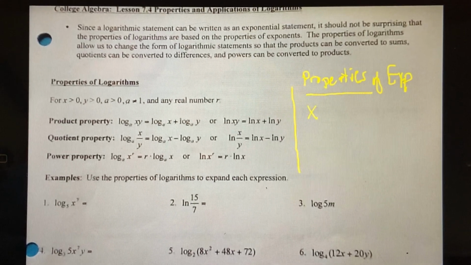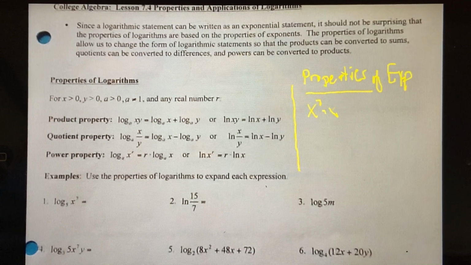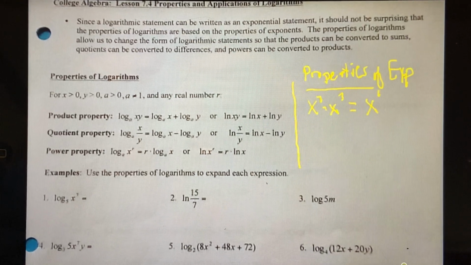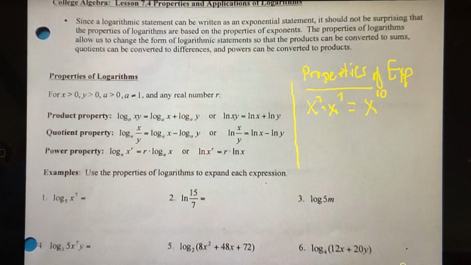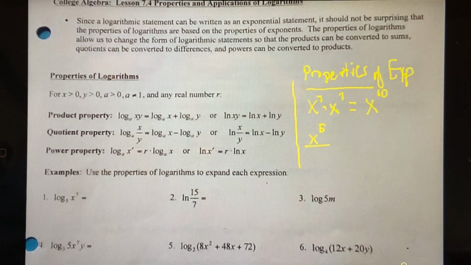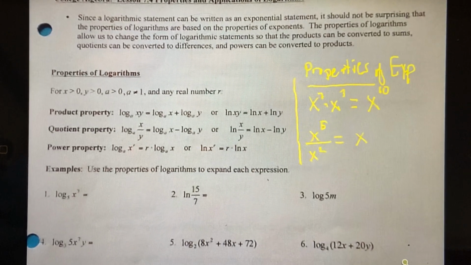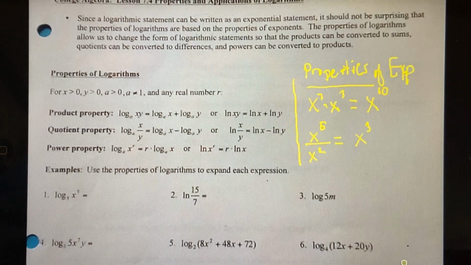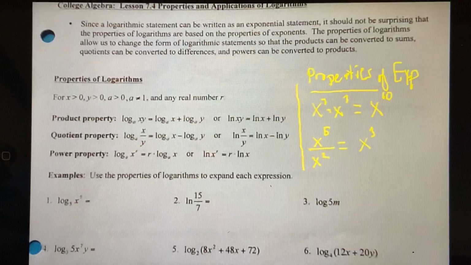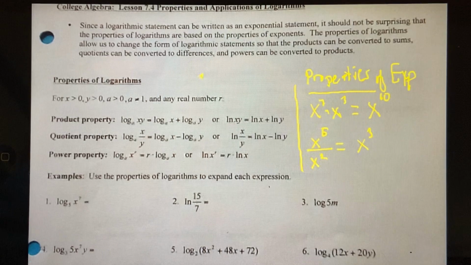If I have x to the 7th times x to the 3rd, I know you know what you need to do with those exponents. We add. If I have x to the 5th divided by x to the 2nd, you know that we subtract. With those two properties in mind, that helps us explain the product property and the quotient property.